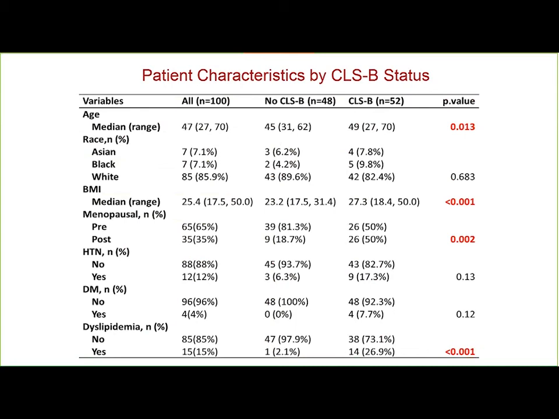Once again, those who were inflamed were a bit older. They had a higher BMI. They were more likely to be postmenopausal, and there was a suggestion of features of the metabolic syndrome.